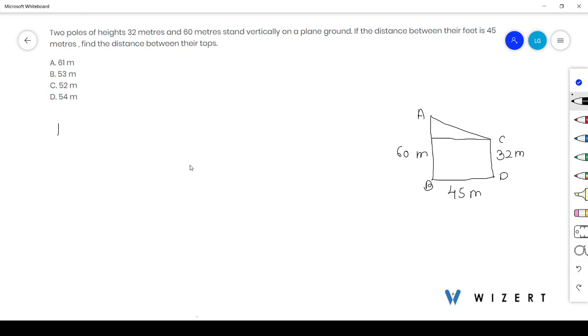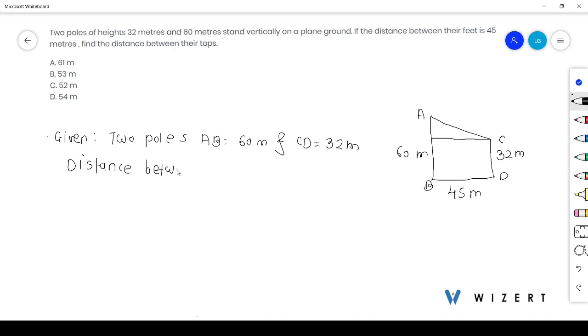Let us write first what is given here. Here we have given that two poles AB equals to 60 meter and CD equals to 32 meter, and distance between two poles is BD, which is 45 meter.